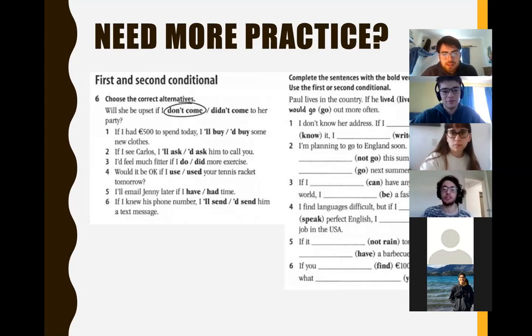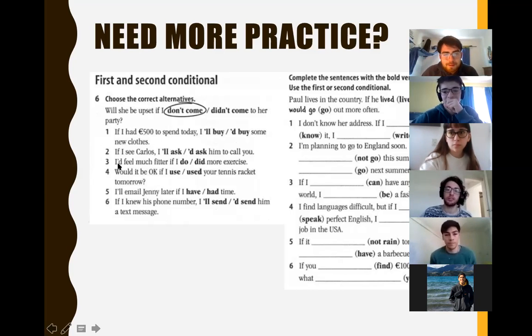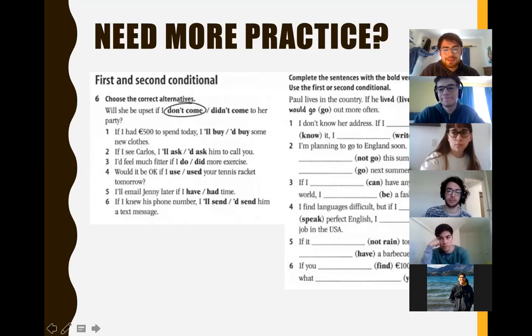Continue, Andrés. I'd feel much fitter if I do more exercise. But it says I'd feel much fitter if I did more exercise. Yeah, because 'd is the contraction of would. So I would feel much fitter if I did more exercise. Okay. Number 4. Come on, Andrés. Andrés, I'm sorry. Benjamin.